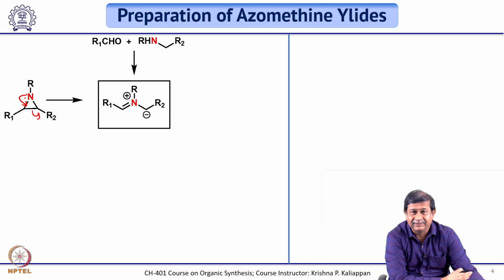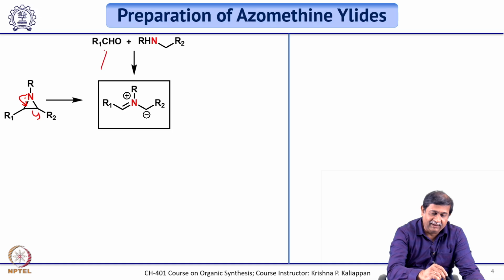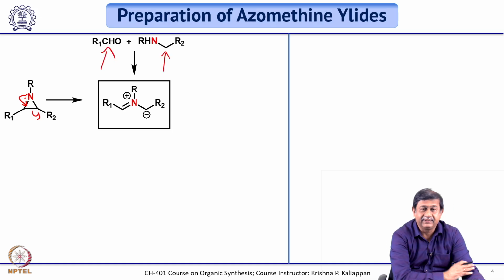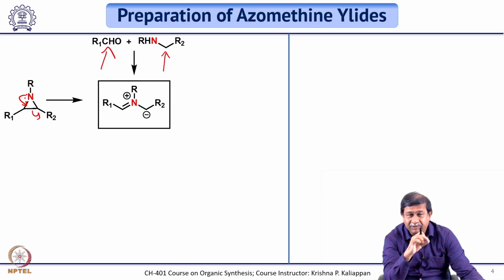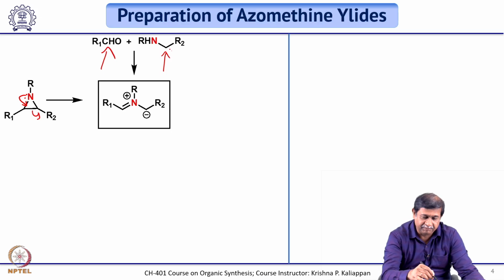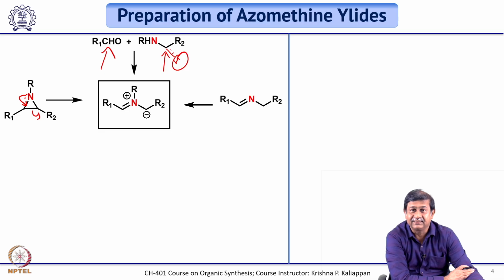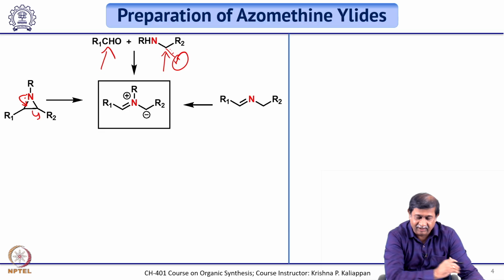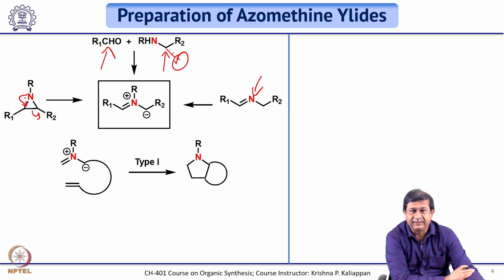And one can also directly prepare this azomethine ylide from an aldehyde by treating with a secondary amine. First it will form an iminium ion, then it loses a proton at this stage to a base, and that can give the azomethine ylide. The third option is you can take an imine and alkylate here. N-alkylation followed by loss of proton will give the corresponding azomethine ylide.